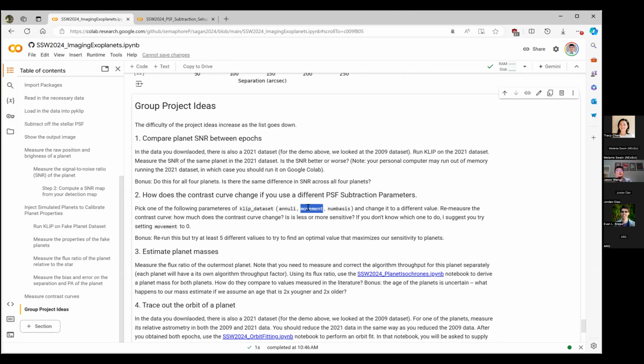If you pick images too far away in time, your stellar PSF will have changed, which means that your stellar PSF subtraction will not be as effective, because you're using images where the stellar PSF has changed considerably due to the fact that the atmosphere has changed considerably.